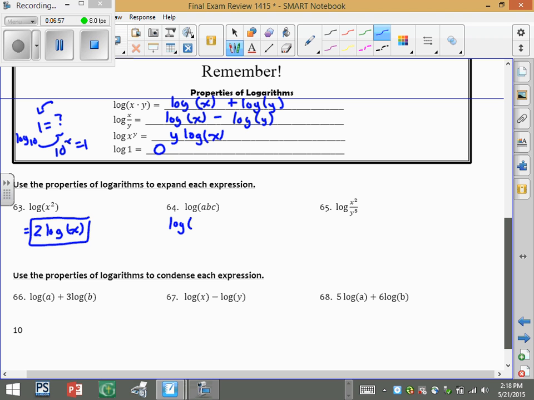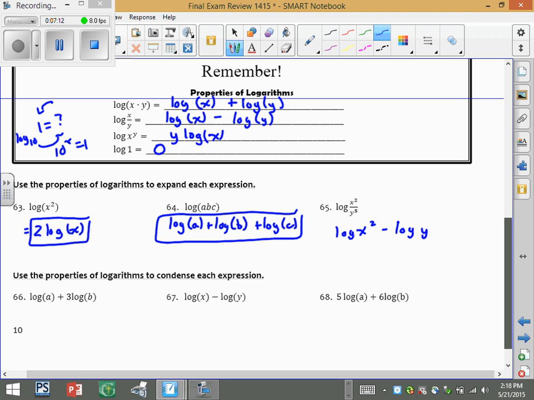Here, these are all being multiplied, so we have log of a plus log of b plus log of c. Here we have division, so we're going to end up with log of x squared minus log of y to the 5th. And now use your exponent property here to go ahead and bring that exponent back down to the front.